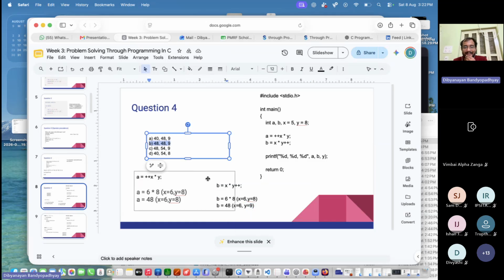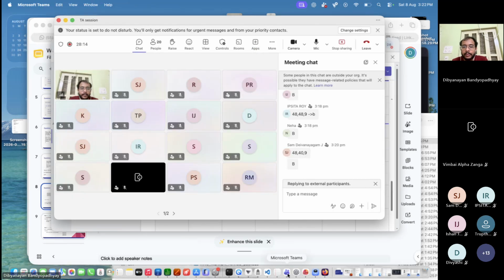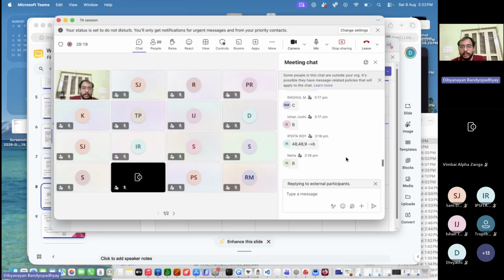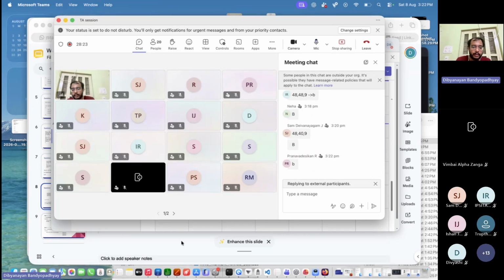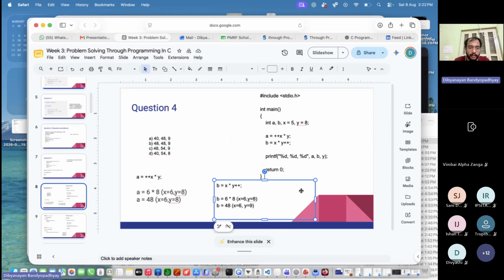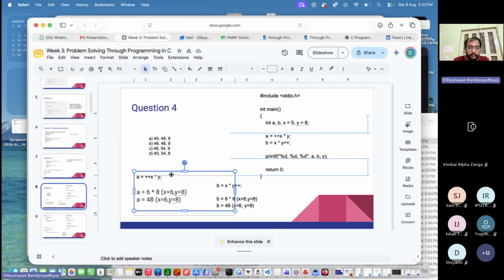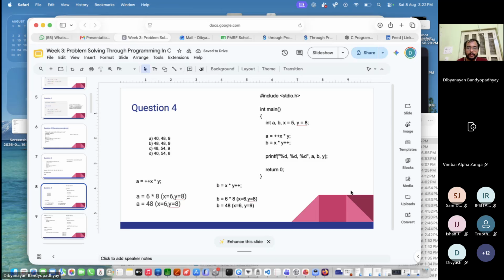So B. People are saying B. That's good. Only one person said C. If he or she has some doubt, just ask me, I'll clarify. And if you have any doubt, ask me directly in this question. This is very important to know how the pre and post increment operators actually work. Any question regarding that?